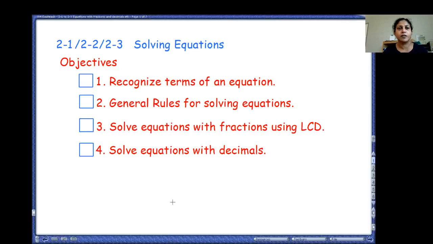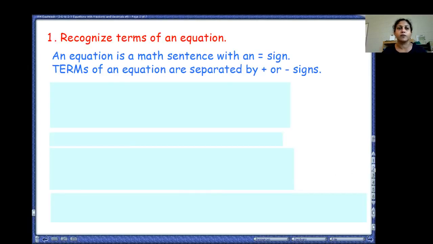All right, hi everybody. Today we're going to do lessons 2-1, 2, and 3 all together. You are very familiar with all these topics, so I just want to make sure you do your work properly so you don't lose any points. So these are our 4 objectives for today. Write them down and check them off as and when you understand them. So let's start with the first one.